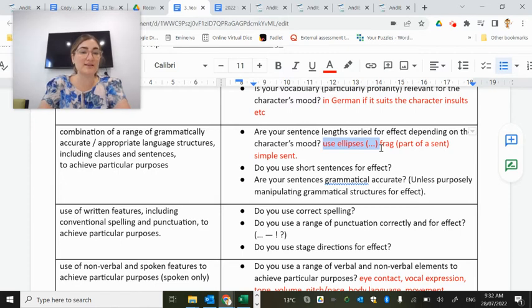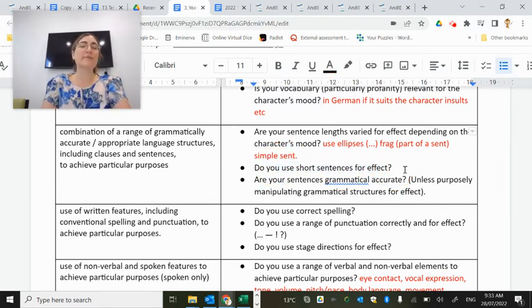So you would use an ellipsis to show that, which is your dot, dot, dot. You might have sentence fragments, which are parts of sentences, to indicate indecisiveness, or you're uncertain about something, so you're varying that. Use short sentences for effect.